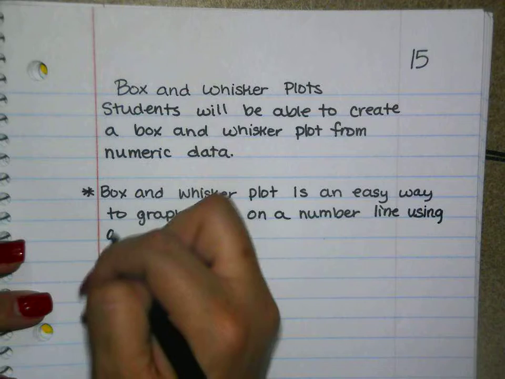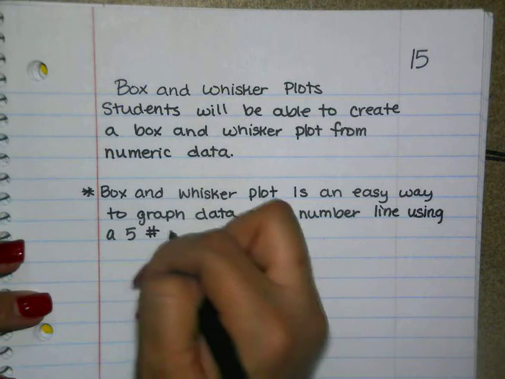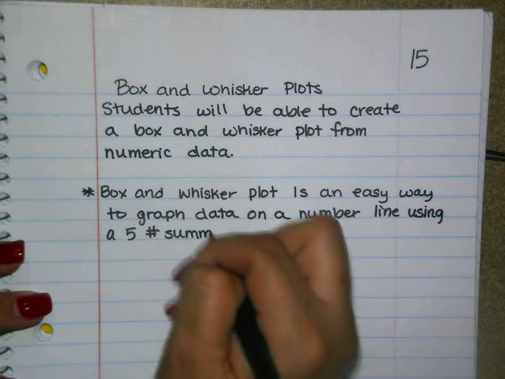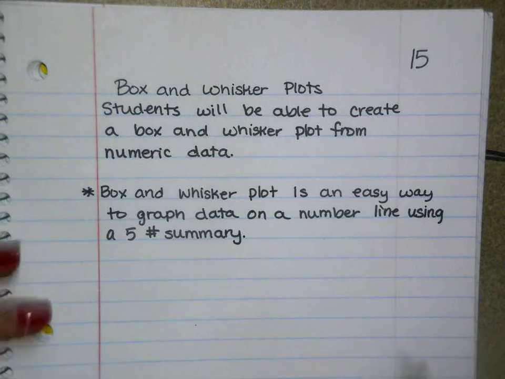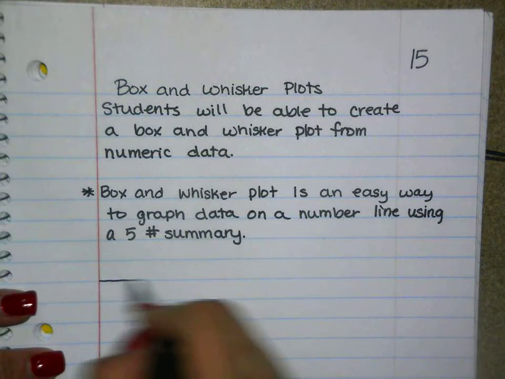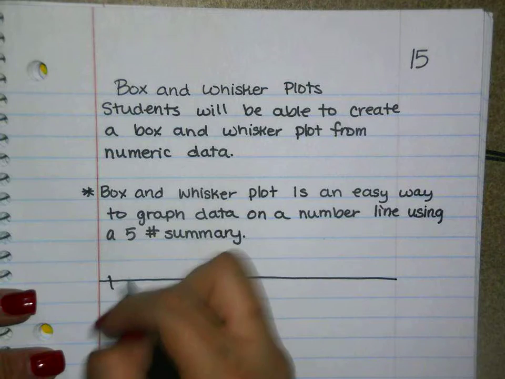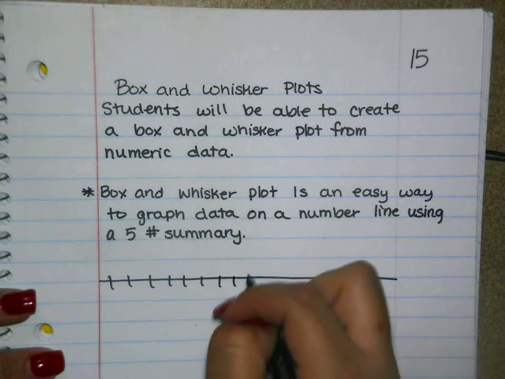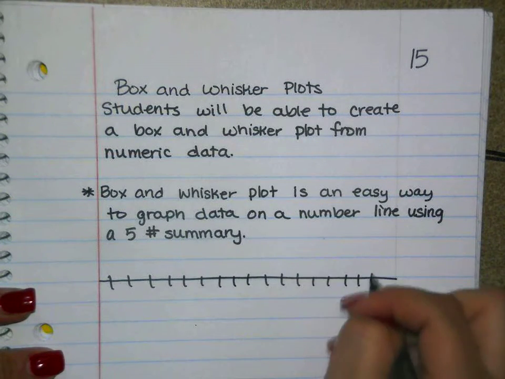Well, let's first look at a generic number line. So here's a number line. It's got a lot of these little hashes. We're going to pretend like they're nice and evenly spaced. So let's look at what we're talking about. When you see a box and whisker plot, you're going to see a box like this.